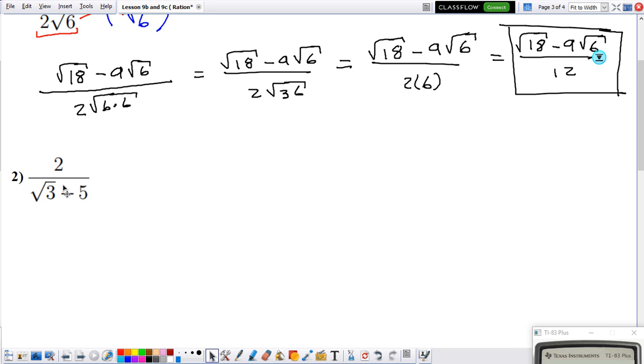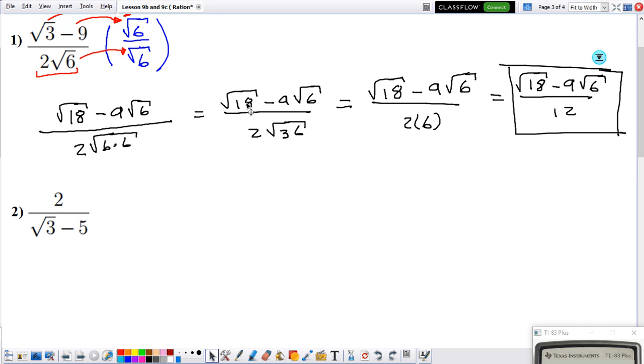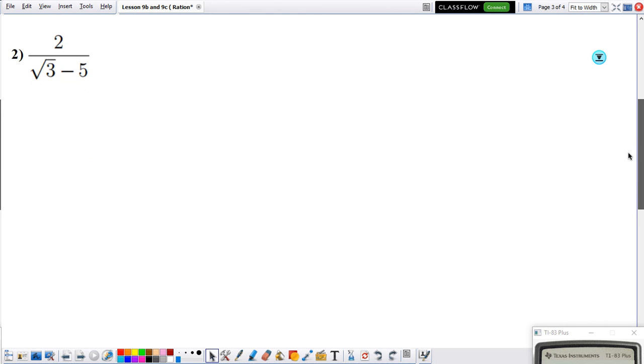Notice that example 2 is a little bit different, because in example 1, we just had one term on the denominator. But now in example 2, we have 2 terms on the denominator. So what can we do about it? Again, your main idea is to get rid of the square root on the denominator. So when you have two terms, we're not just going to multiply by square root of 3 top and bottom, just like we did in example 1.